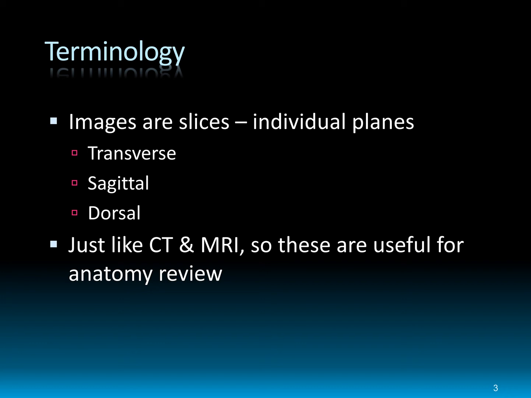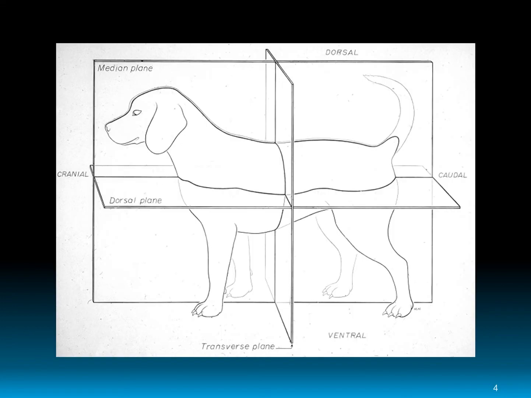So you've got transverse, sagittal, and dorsal planes, as well as any oblique that you want, because you can freely maneuver the ultrasound probe. CT and MRI also obtain images in slices, so CT references and MRI references are actually pretty good for reviewing your anatomy.